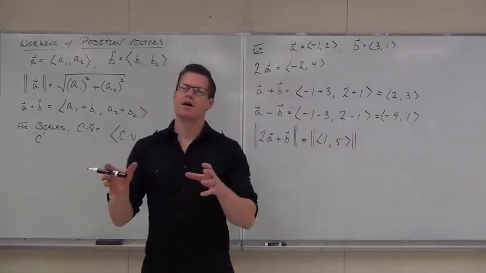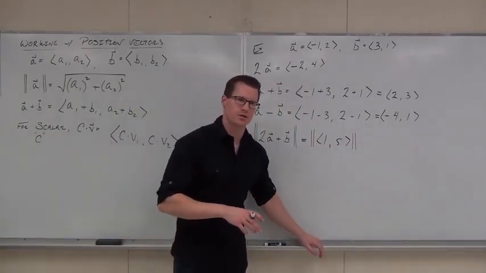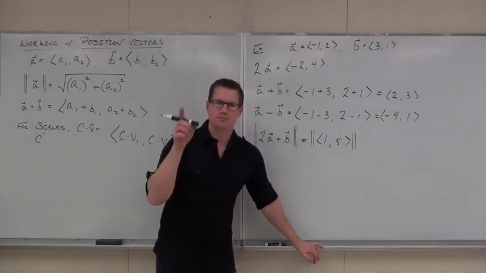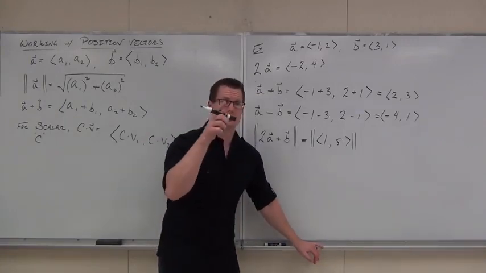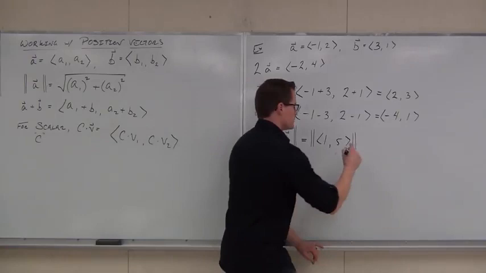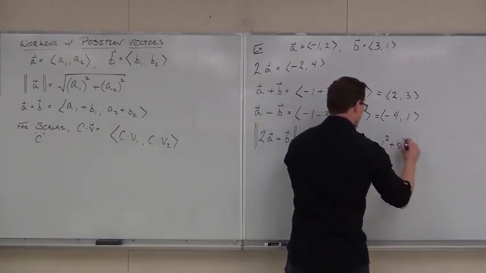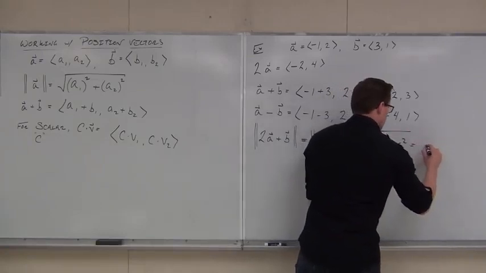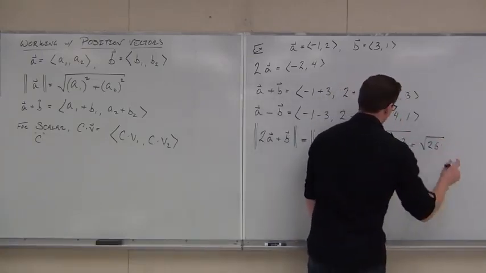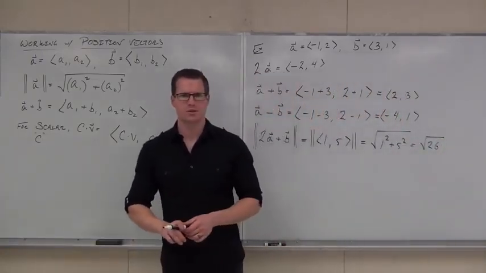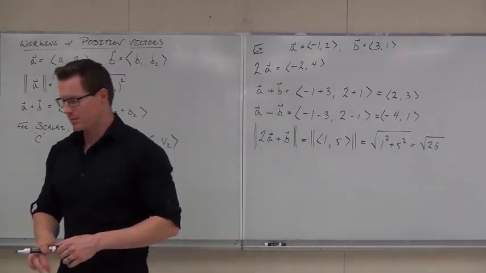And then I'm going to take the magnitude of that position vector. Tell me simply how I take the magnitude of a position vector. How do we do it? Square it? Add it? Perfect. So the magnitude is going to be 1 squared plus 5 squared, square root, looks like square root 26 to me. Did you guys get square root 26? Leave it, that's it. That's what I'm asking you to do.